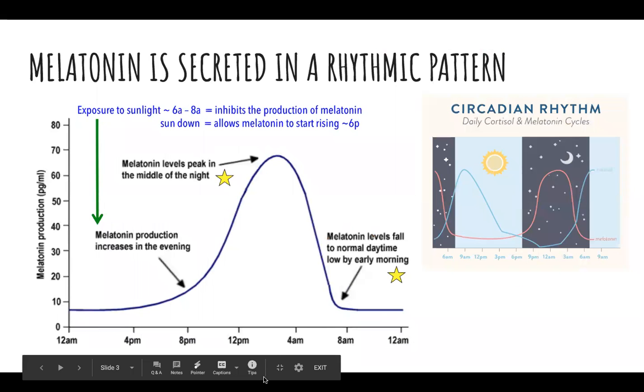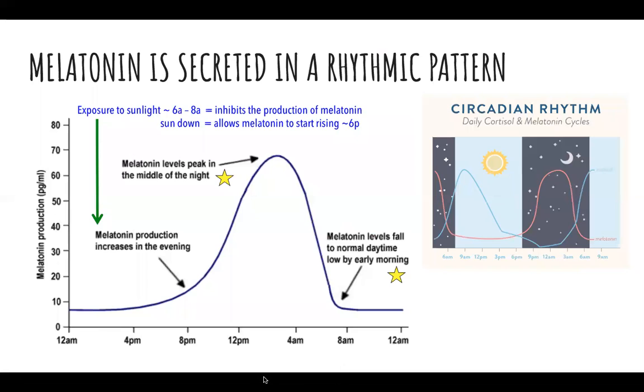So melatonin is secreted in a rhythmic pattern that corresponds to the way in which the sun sets and rises every day. So melatonin is produced in the evening around 8 p.m. It starts going up, and its peak levels are in the middle of the night to ensure that you are in deep, restful sleep then. And it's going to fall around 8 o'clock in the morning.